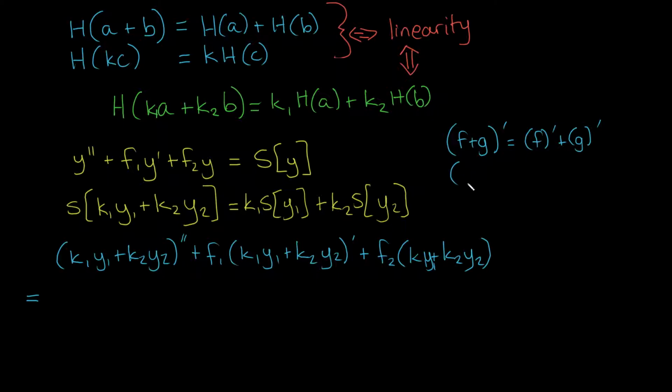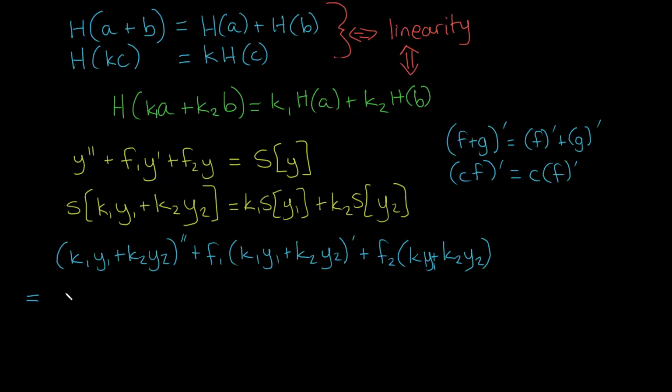And if you have some constant c times your function f, you take the derivative of this. This is the same as c times your function f's derivative. So intuitively, we know that the differentiation operator is linear. So we can apply that here. We have (k1 y1 plus k2 y2) second derivative.